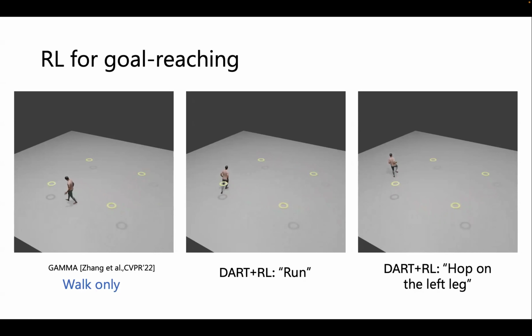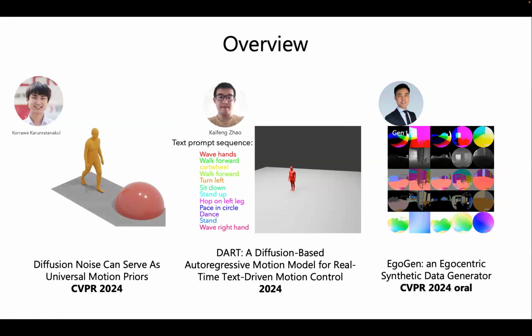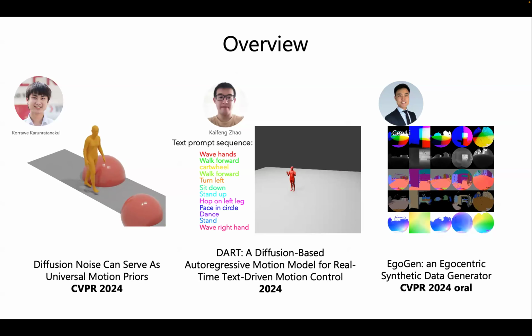I think learning a policy that works for all kinds of texts itself is a very challenging task. So here, what we can do is, for example, run, hop on the left leg, hop on the right leg, or walk. Given this type of text and the target location, we can do real-time control with this DART, with the RL algorithm. Okay, so that's all for the second work.